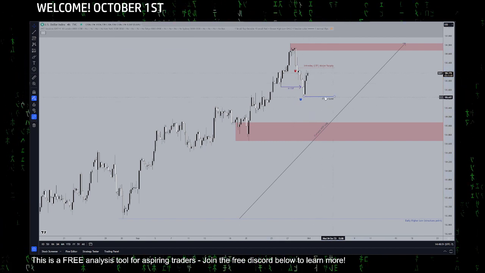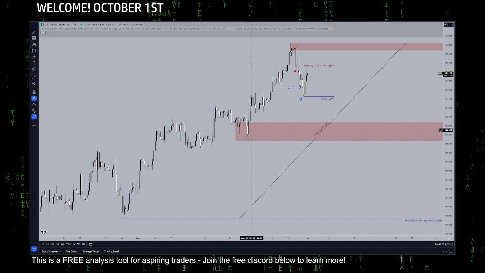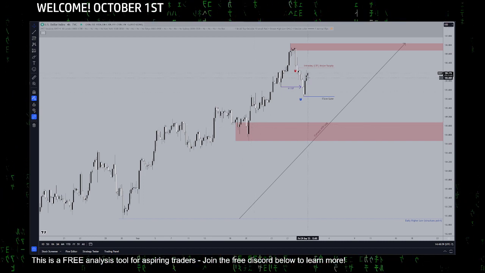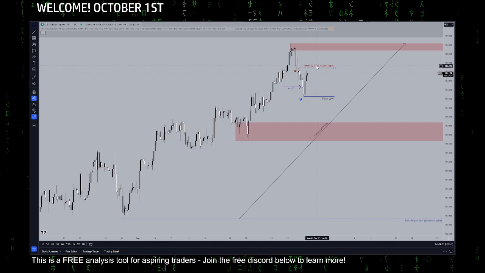If price goes past this flow low here, I would anticipate we're going to come back down into the 105s region. That means that we're potentially having an overall bearish week on the dollar if that were to take place. The opposite would be true as well.